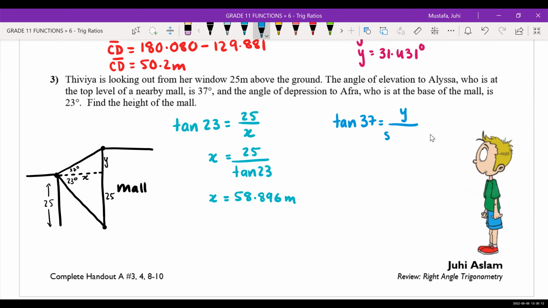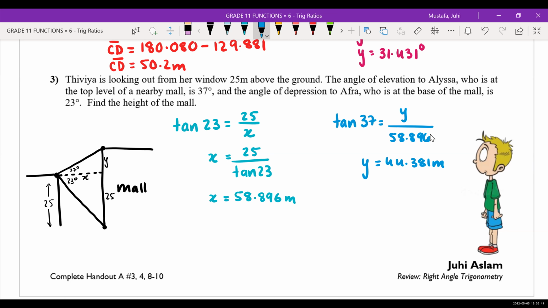It's 58.896. And then to solve for Y, it's just going to be multiplying those two numbers together. I didn't even press clear on my calculator, so all I have to do is press tan 37, and that's going to give 44.381 meters.